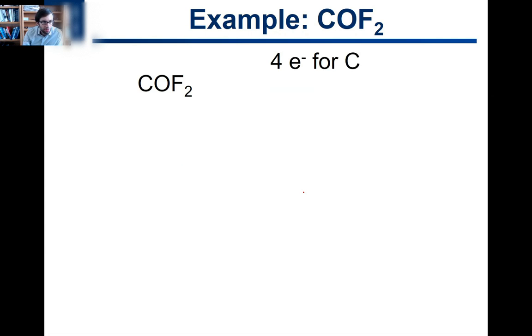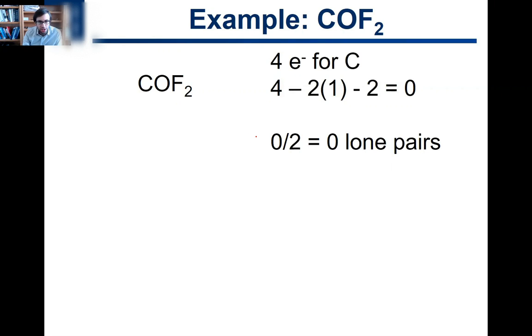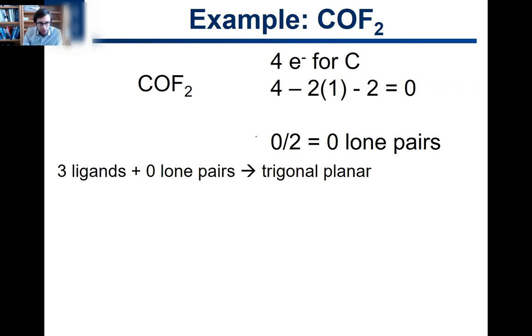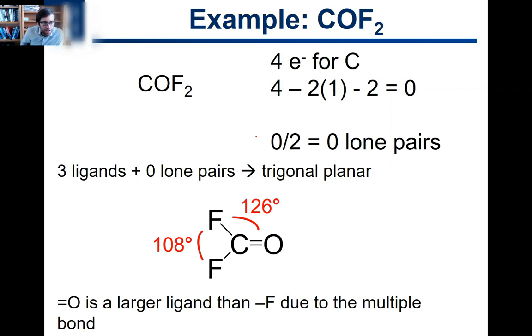First, we start with the number of valence electrons, right? 4 for carbon, since it's in group 4. Then we subtract off the different ligands. We have a 2-electron ligand in oxygen and 2 1-electron ligands in fluorine. So that's going to get us 0. 0 divided by 2 gives us 0 lone pairs. We have 3 ligands total, plus 0 lone pairs is trigonal planar. And that's indeed the correct geometry.